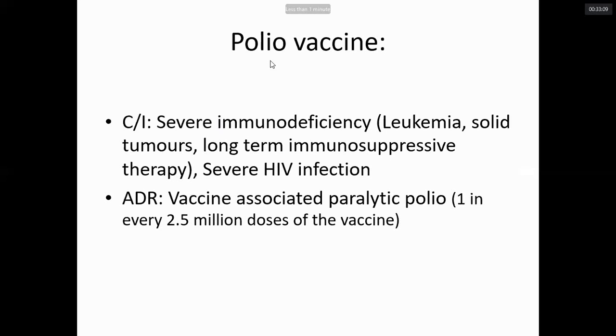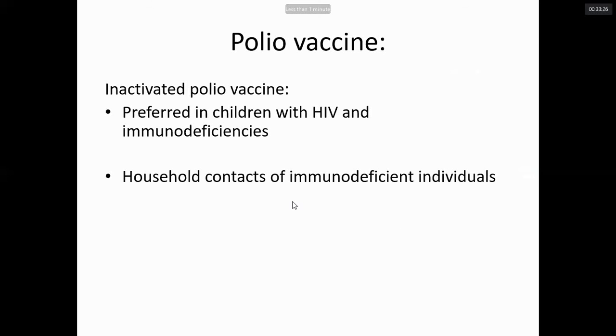The contraindications: oral polio is a live vaccine. So for any live vaccine, the contraindication is severe immunodeficiency, like leukemia, long-term immunosuppressive therapy, severe HIV infection. The adverse effect is vaccine-associated paralytic polio with oral polio vaccine.